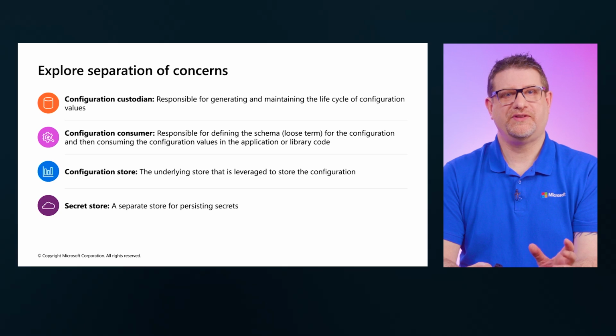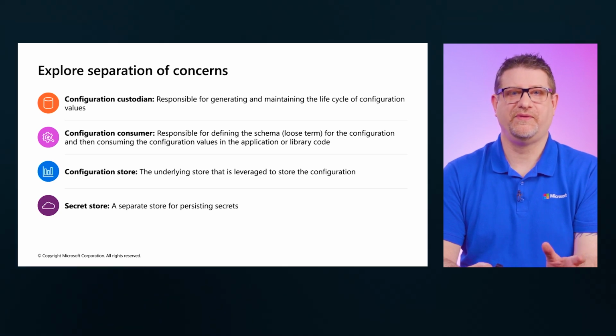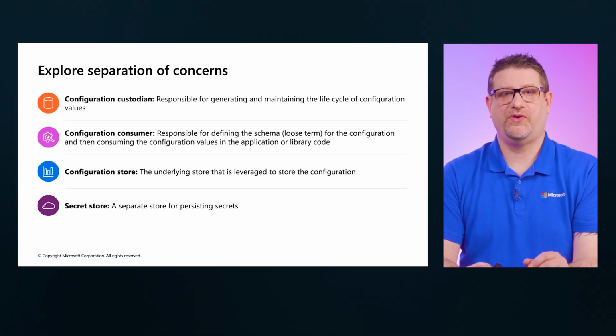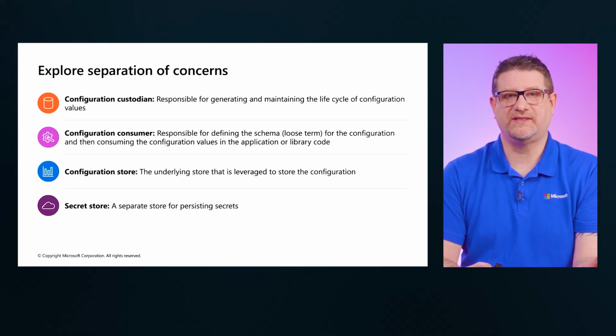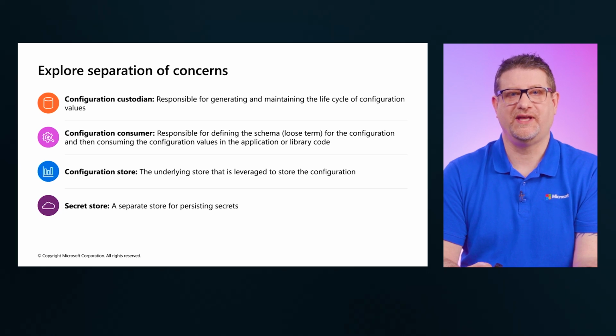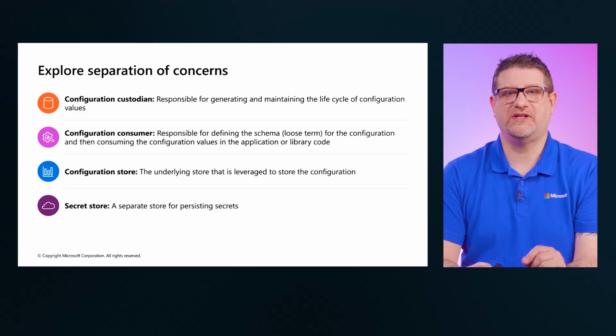Application security benefits from clearly separating the responsibilities and permissions around configuration data. There are typically four main roles: the configuration custodian, who generates and maintains configuration values; the configuration consumer, who defines the schema and uses these values in code; the configuration store, which is the underlying system where the configuration data is kept; and the secret store, a dedicated place for sensitive information like passwords and API keys.